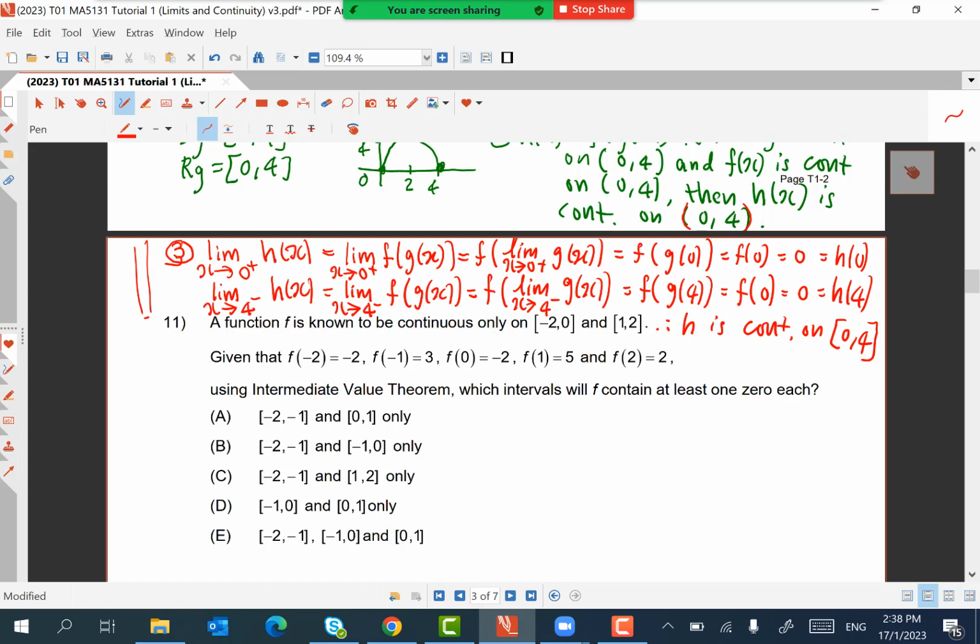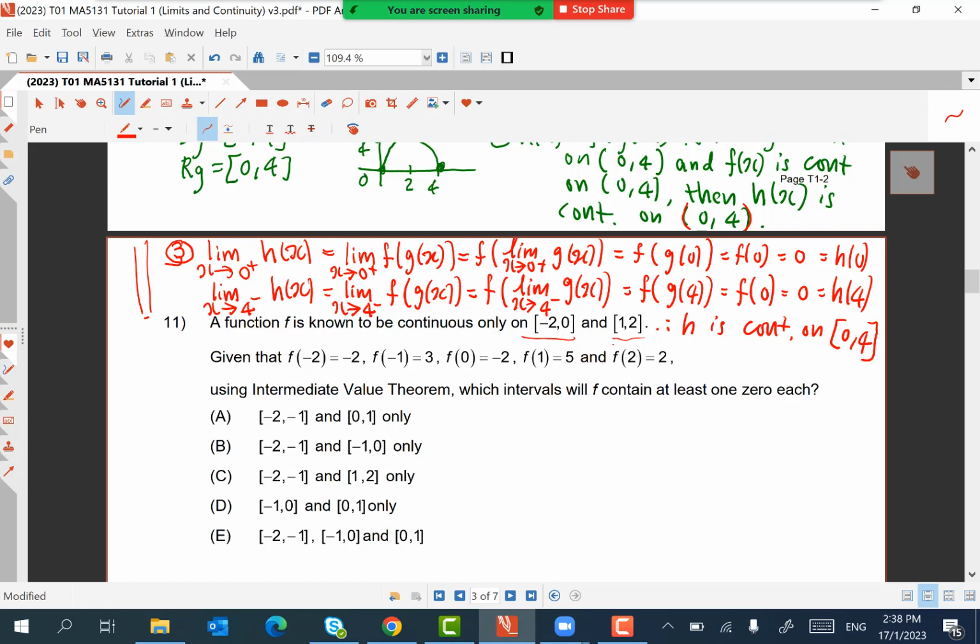You are given a function that is continuous on this interval and on this interval. So be very careful: the continuity is over minus 2 to 0 and over 1 to 2. Now they ask you, when can you use IVT to ascertain the existence of roots?